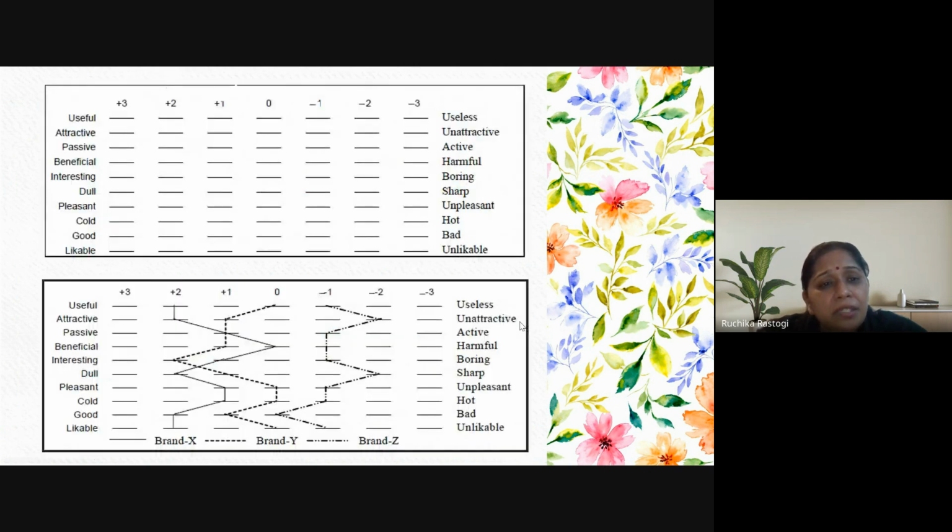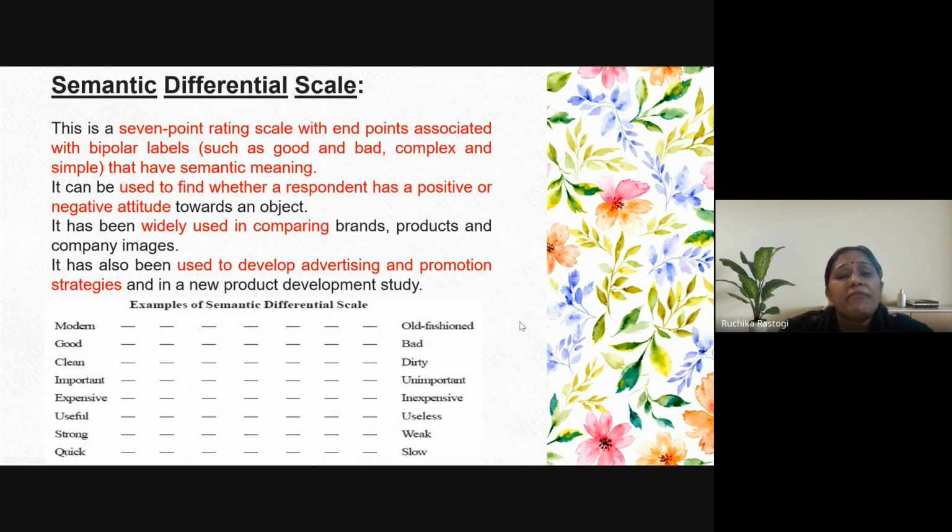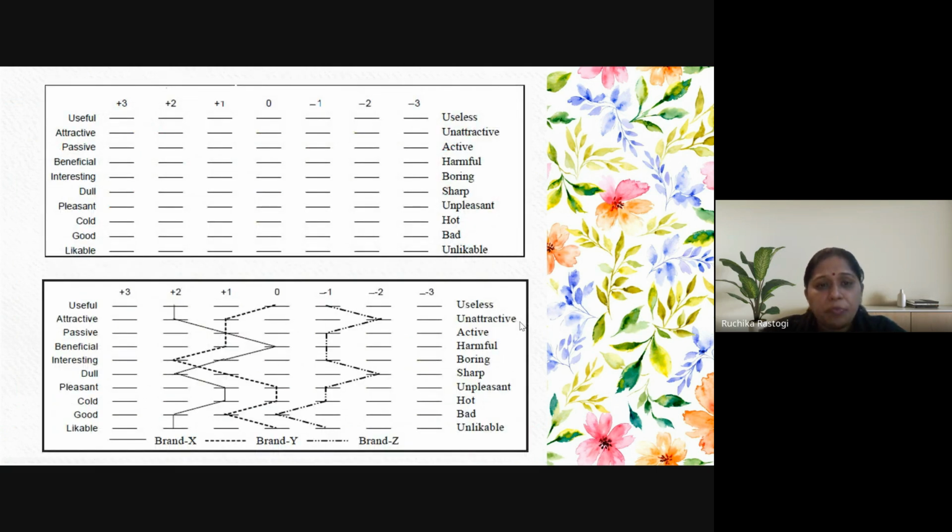So likewise, this is a 7-point rating scale and you yourself can decide the characteristics. These words are not fixed. Whatever suits your research area, those variables can be identified and you can use those variables in your study. Like it could be modern, old-fashioned, good, bad, clean, dirty, important, unimportant, likewise. Quick, slow. Now, how do we measure this?